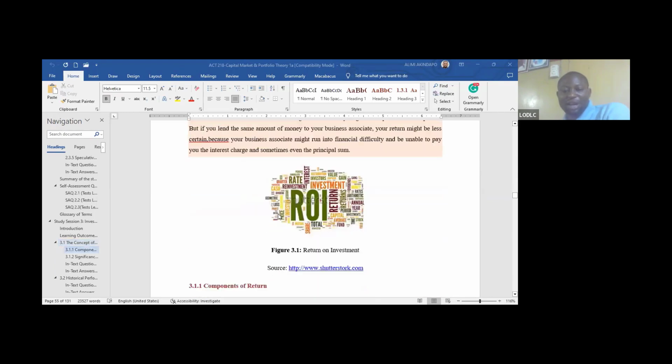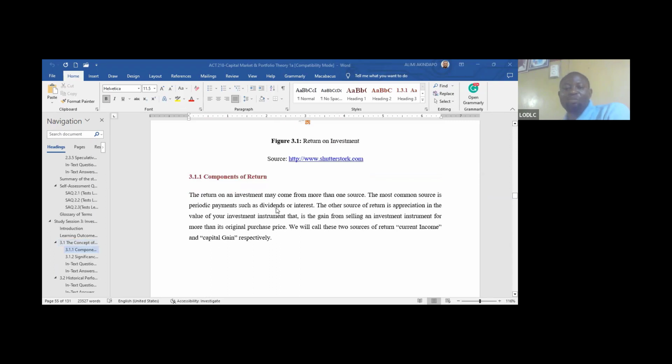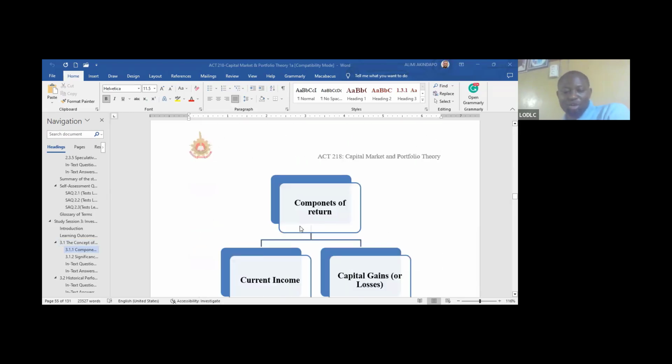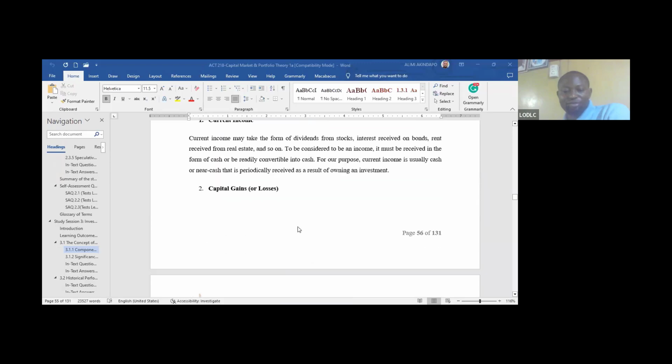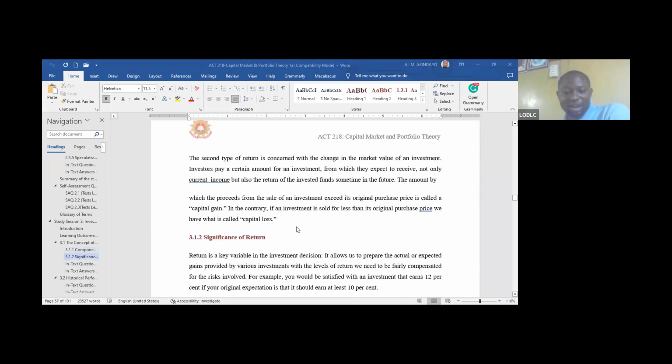So same thing applies here. So what are the components of returns? So the components of return, we said something about the current income and we talk about the capital gain. So those are the two components of returns. I've explained that before.